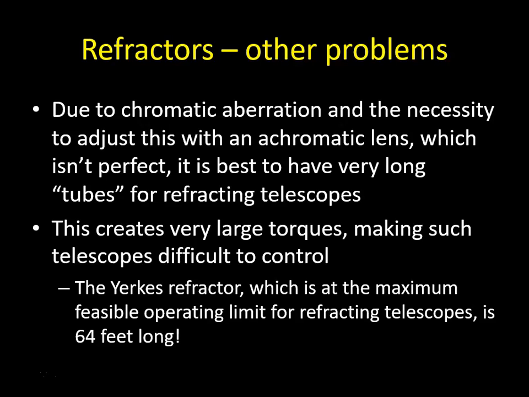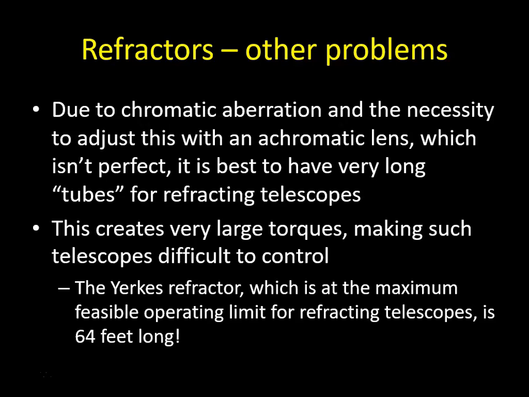Another problem is that as you make your lens bigger with refracting telescopes, remember where the lens is. The lens is at the opposite side of the tube from where the observer or the CCD is. So since it's on the opposite side, that's a very heavy piece of glass there. It's going to cause large torques, making these types of telescopes difficult to control if you have a very large lens. As a result, the largest refracting telescope in the world is the Yerkes refractor.